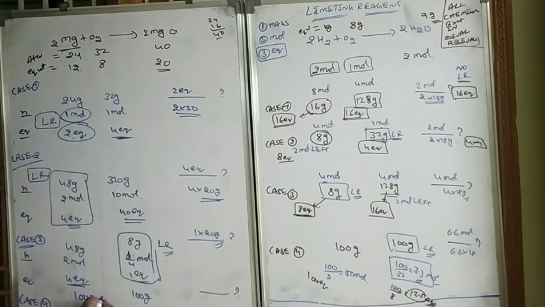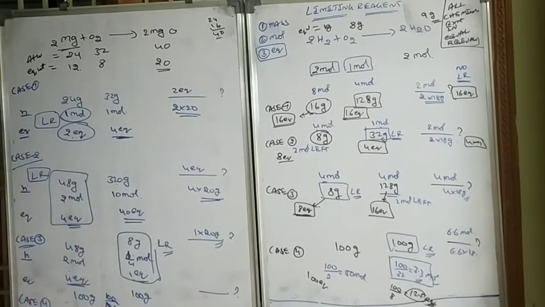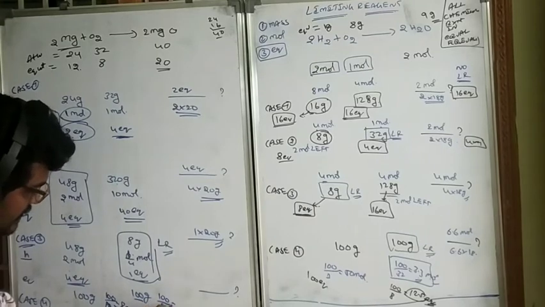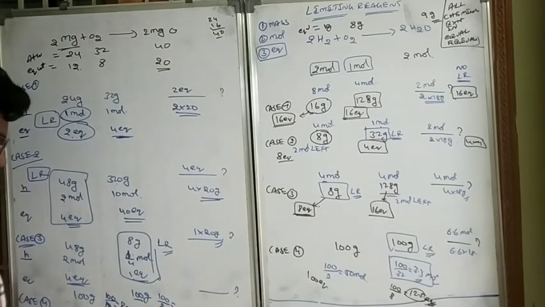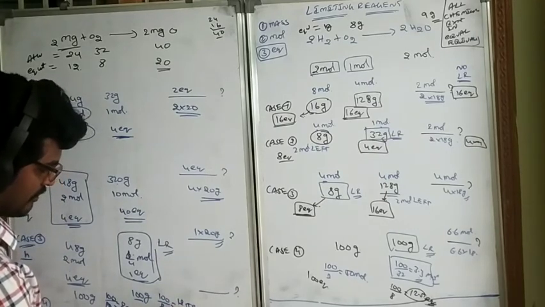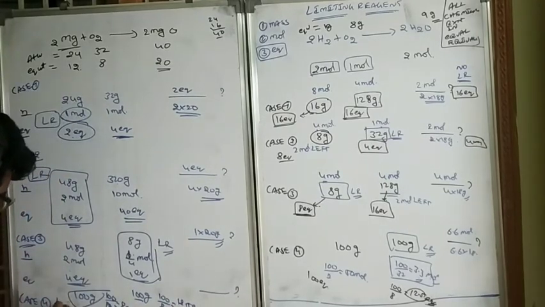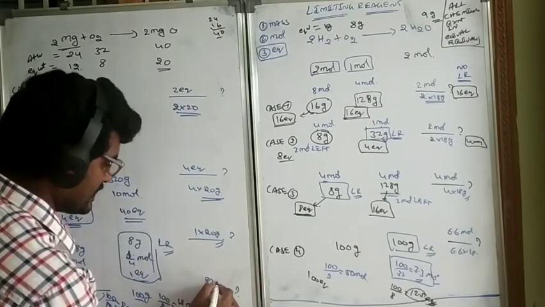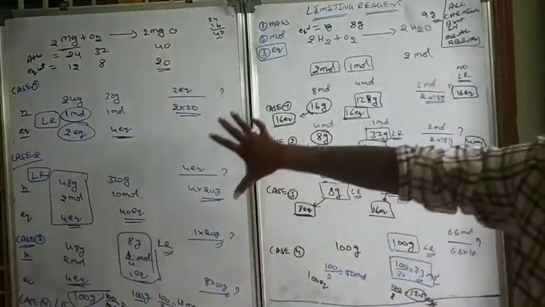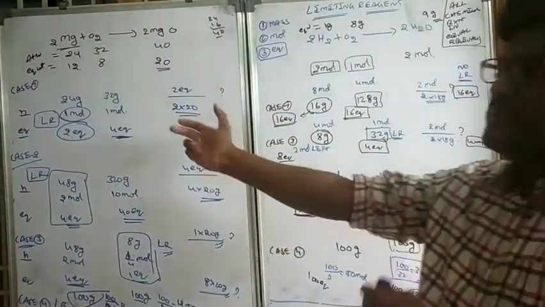Like this, 100 grams means 100 by 12 equivalents. For oxygen, 100 by 8 means it will be 12.5 equivalents. So this will become the limiting reagent. So that's why 8 into 20 grams will come. Like this, you can easily identify the limiting reagent.